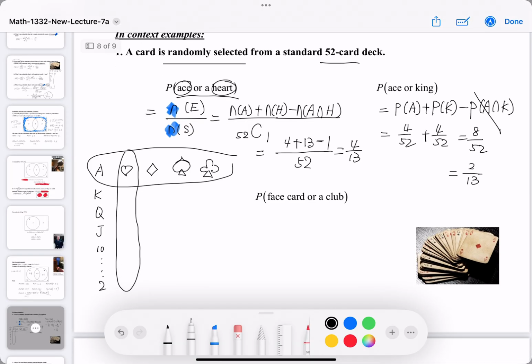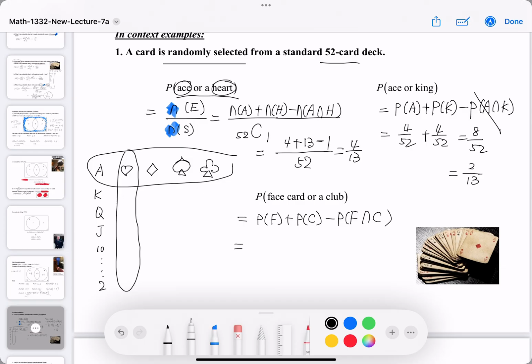Face card or a club. So probability of selecting a card that is a face card or club card. If I'm using the formula here, I feel this one is easier. But this one is also a very good one. Okay, so what is the formula? P of F plus P of club minus P of F and club, face and club.